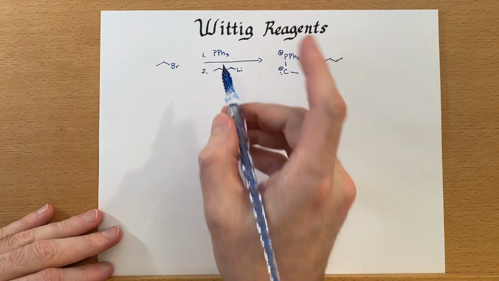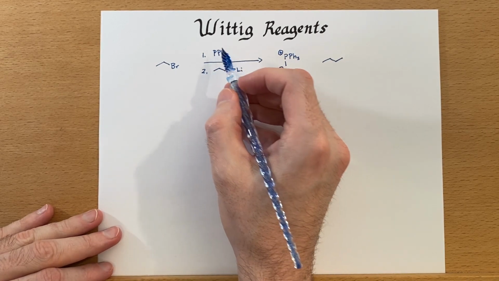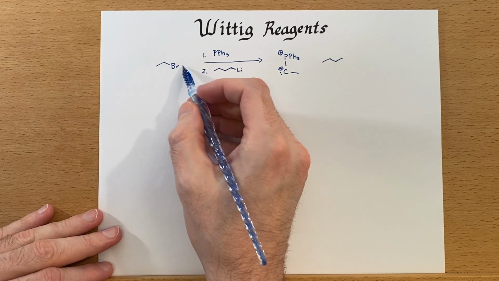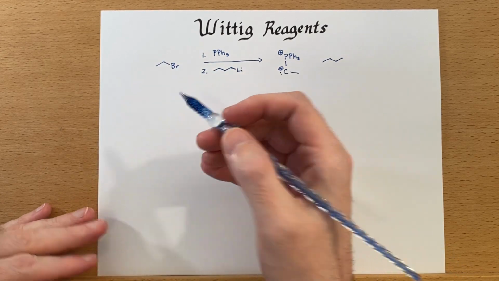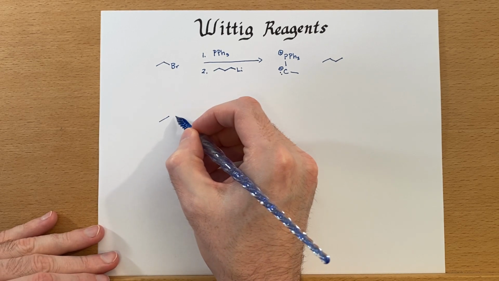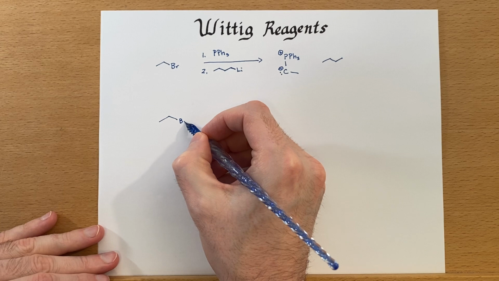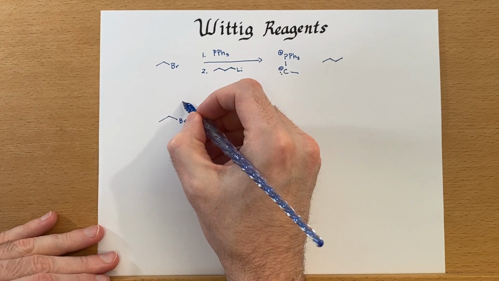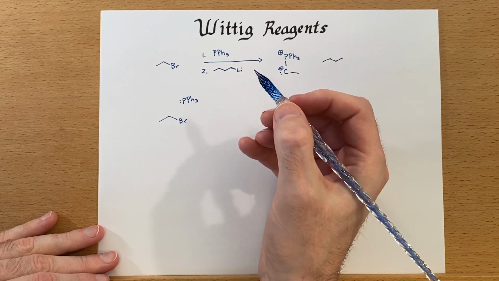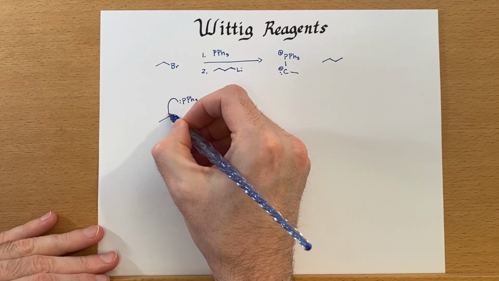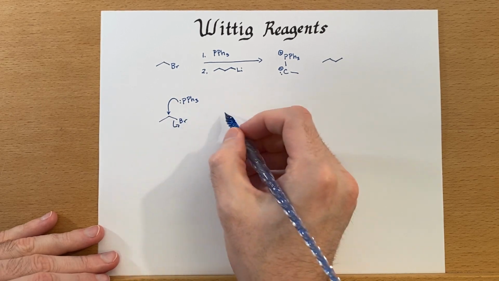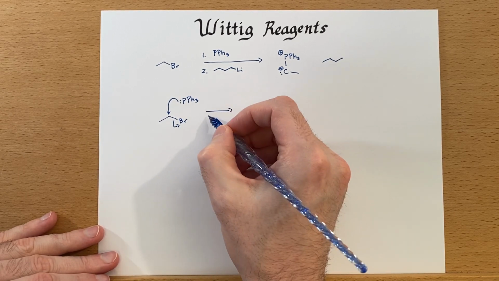And what initially happens is this phosphorus does an SN2 attack on this bromine. So we'll need a leaving group on here. Usually it's bromine or some halogen that we'll use. They're widely available and not too expensive. So we have SN2 attack, typical SN2 mechanism.